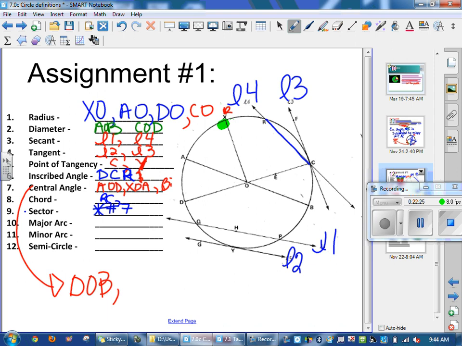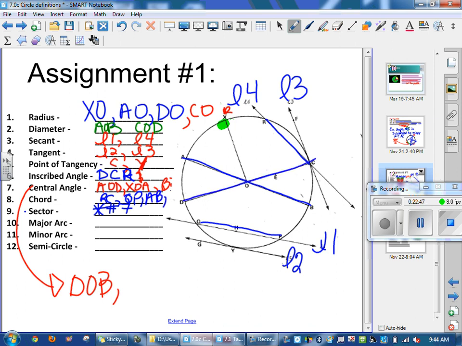There's 2 more. 3. Where's the other one? Oh, wait. 2 diameters. Diameters, remember, are called your longest chord. So from A to B, okay, and C to D. Okay, diameters are your longest chords. So yes, they're chords. Major arc.